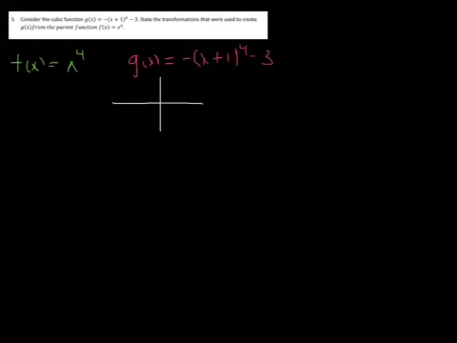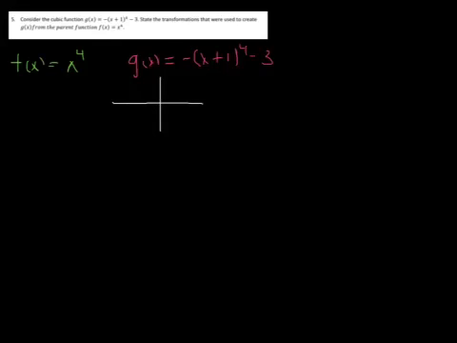Consider the cubic function g of x. State the transformations that were used to create g of x from the parent function f of x. So g of x here, actually let's start with f of x. F of x is where we start, right? That's the basic parent function, x to the fourth, quartic function. And through some sort of transformation or transformations, we arrive at g of x.